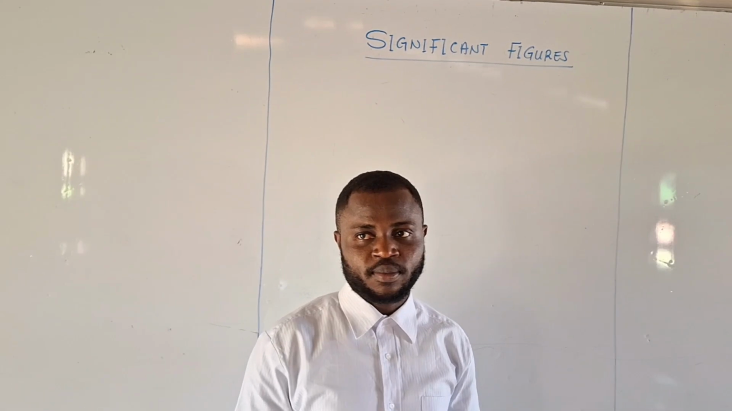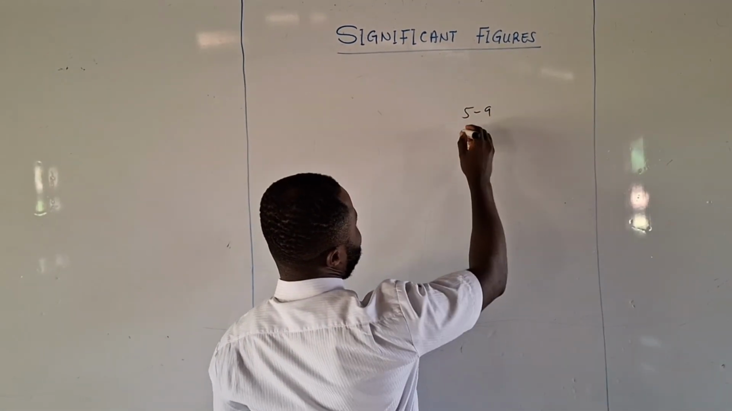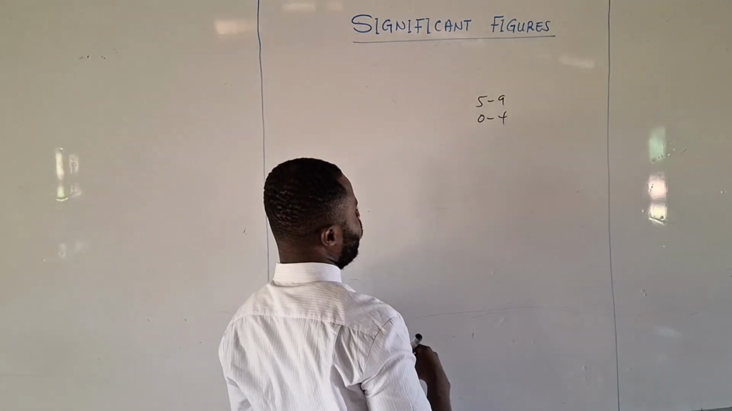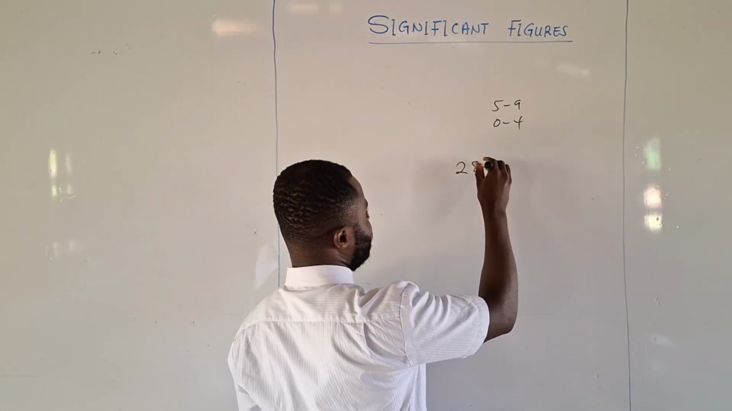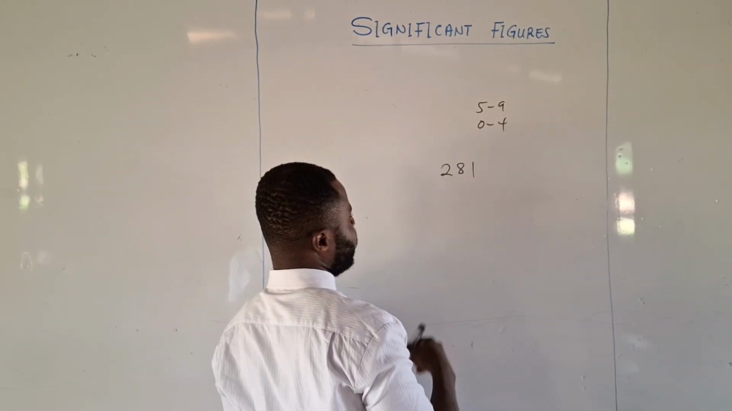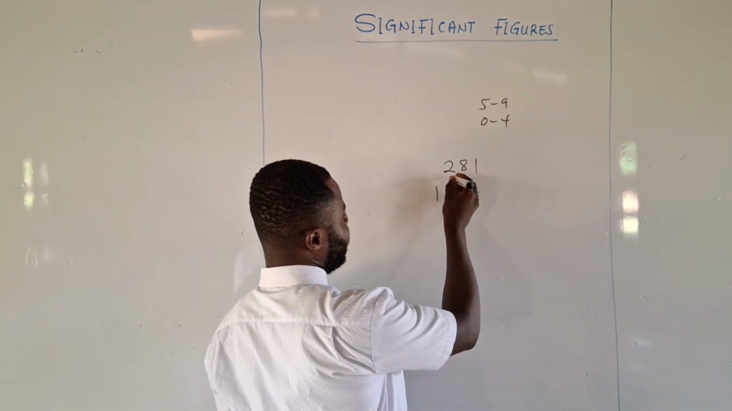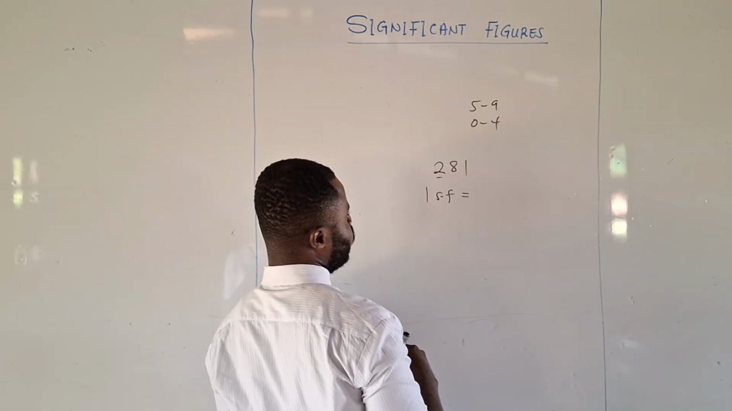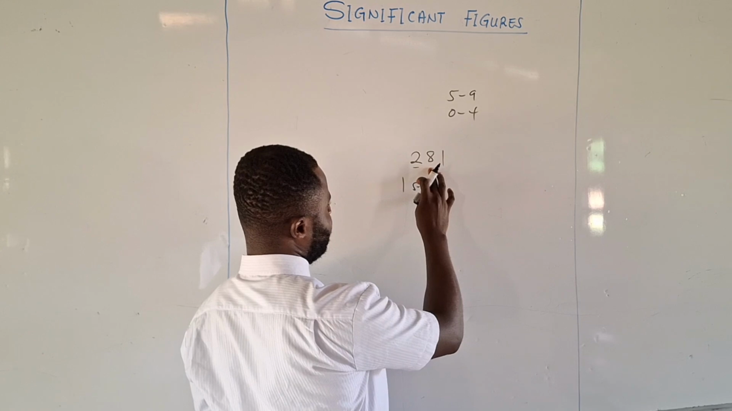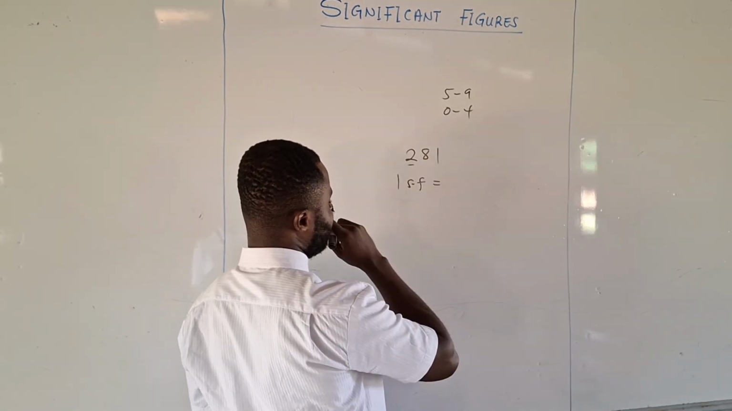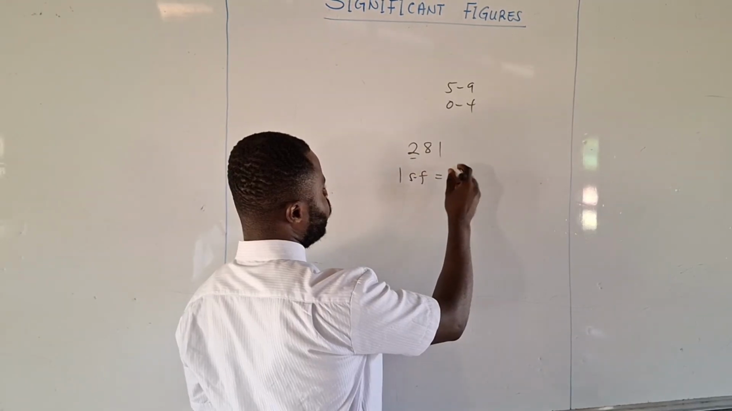We know roundable numbers are from 5 to 9 and non-roundable numbers from 0 to 4. So they also apply here. Now why am I saying that? When you have a number like 281 and you have to express it in one significant figure, the first number here is 2. So 2 is the first significant figure, 8 is the second, then 1 is the third. Now, if you are writing this in one significant figure, you write 2.